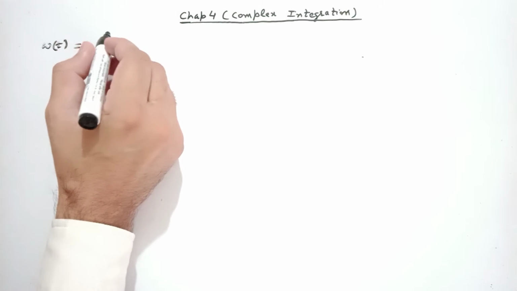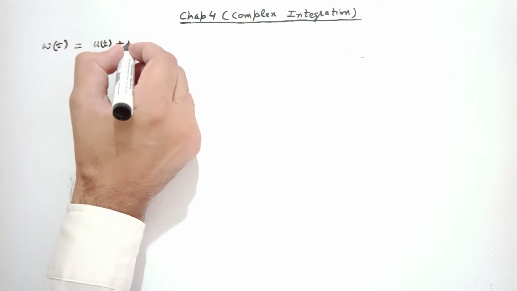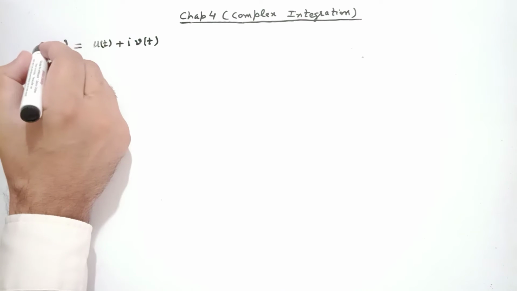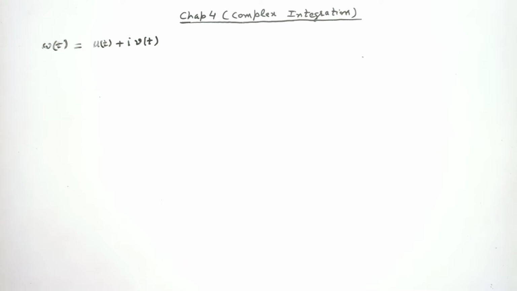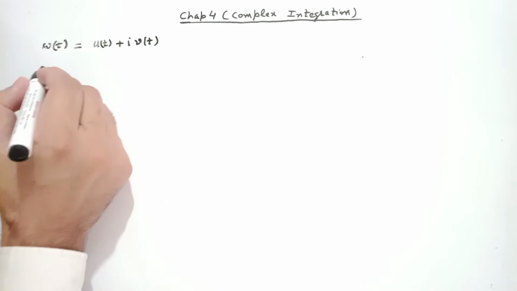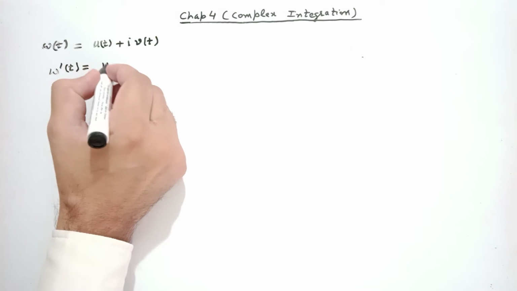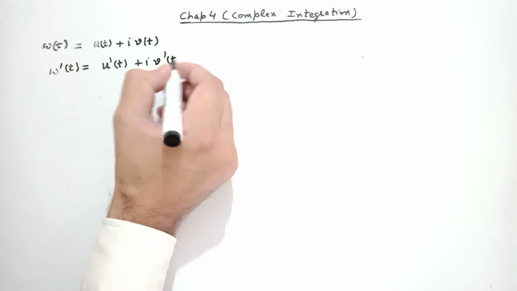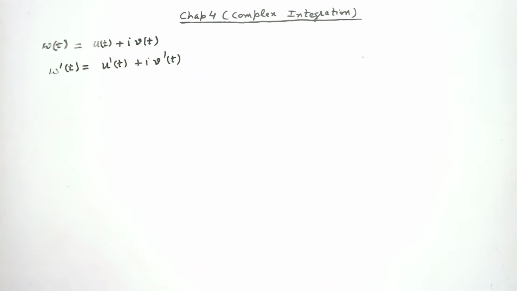Say W(t) equal to u(t) plus iota v(t), a complex valued function of a real variable t. So its differentiation is given by W prime t equal to u prime t plus iota v prime t. Differentiate the real part and imaginary part with respect to t.